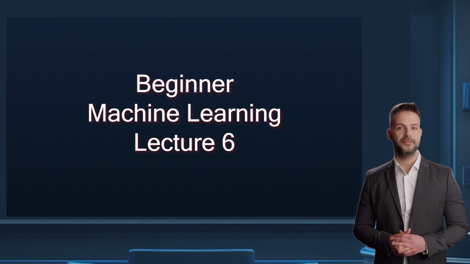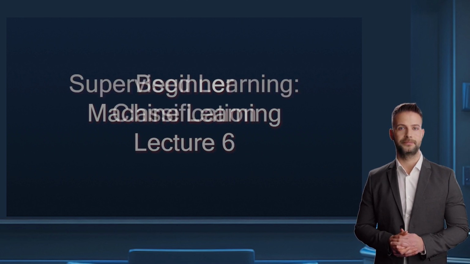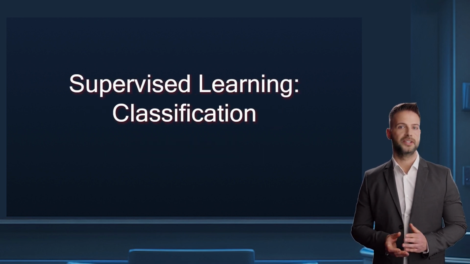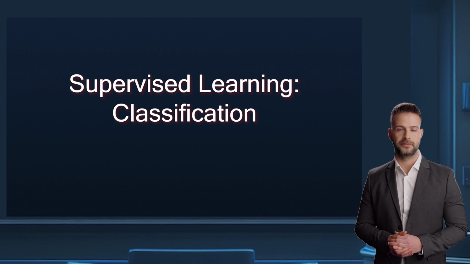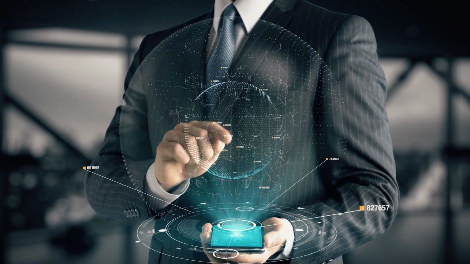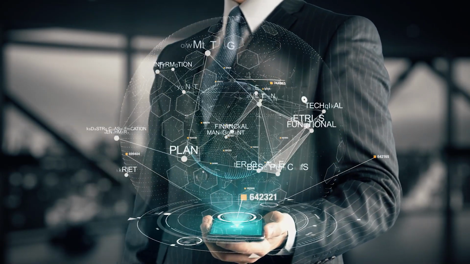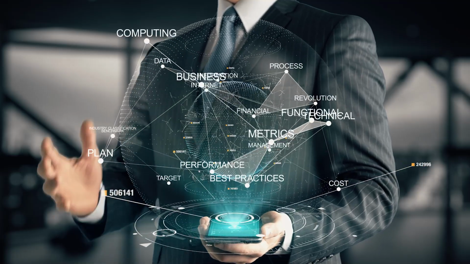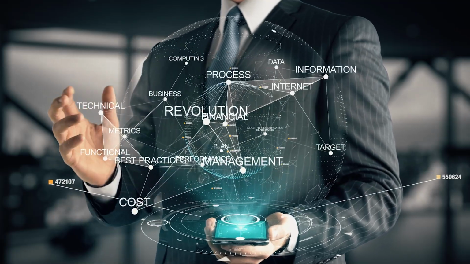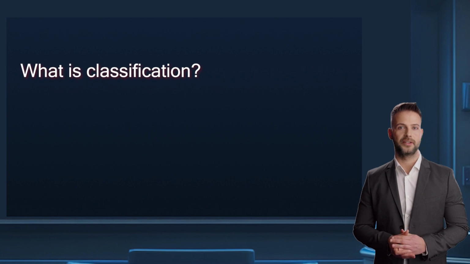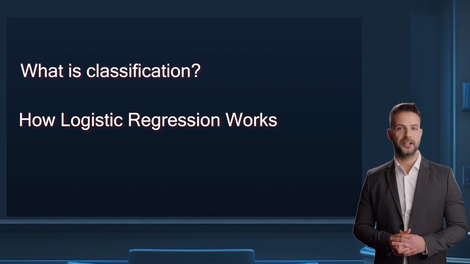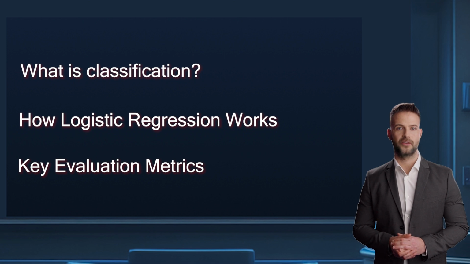Last lecture we dove headfirst into regression supervised learning, and oh boy, are you lucky, because today we will do the same with supervised learning classification. Classification is a fundamental concept in machine learning that allows us to categorize data into predefined classes. By the end of this lecture, you will understand what classification is, how logistic regression works as a classification algorithm, and the key evaluation metrics used to assess the performance of classification models.